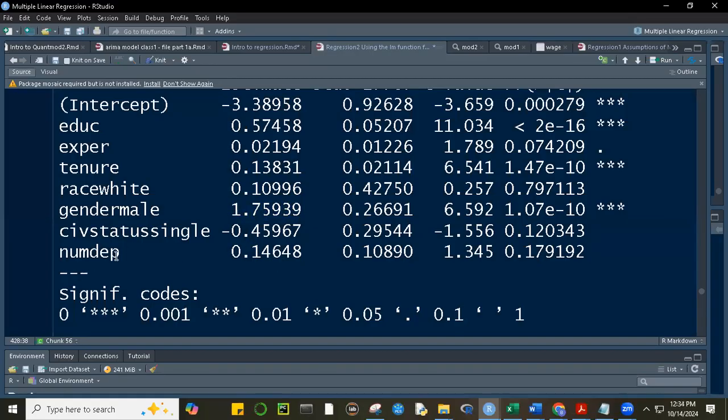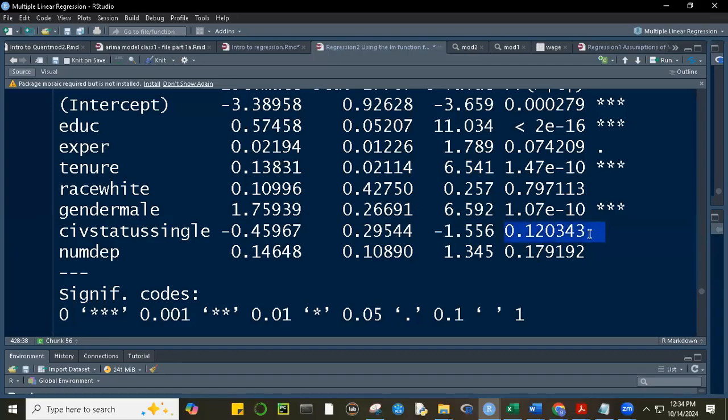And then here, for example, civil status, married and single. Since married comes first, class, that was made the benchmark because M comes alphabetically first compared to single. So how do you interpret this? Assuming that this is statistically significant, on the average, single employees receive $0.46 less. Notice it's less because of the negative here, less than their married counterparts, ceteris paribus. Although this is not statistically significant.